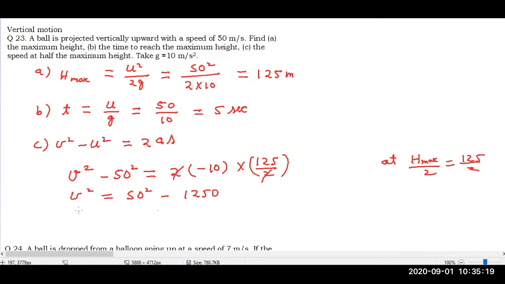And so v is under root 1250. So it will be 25 into root 2, this much. So this much will be the speed at this point.